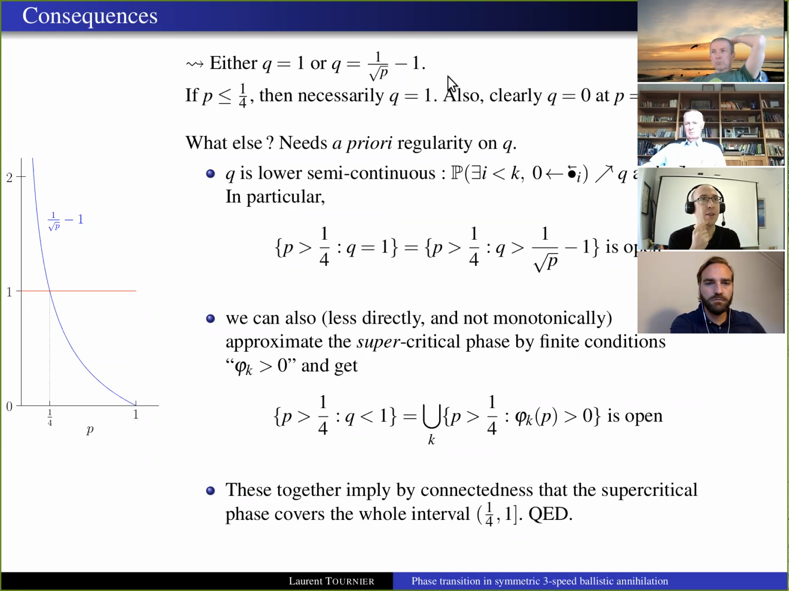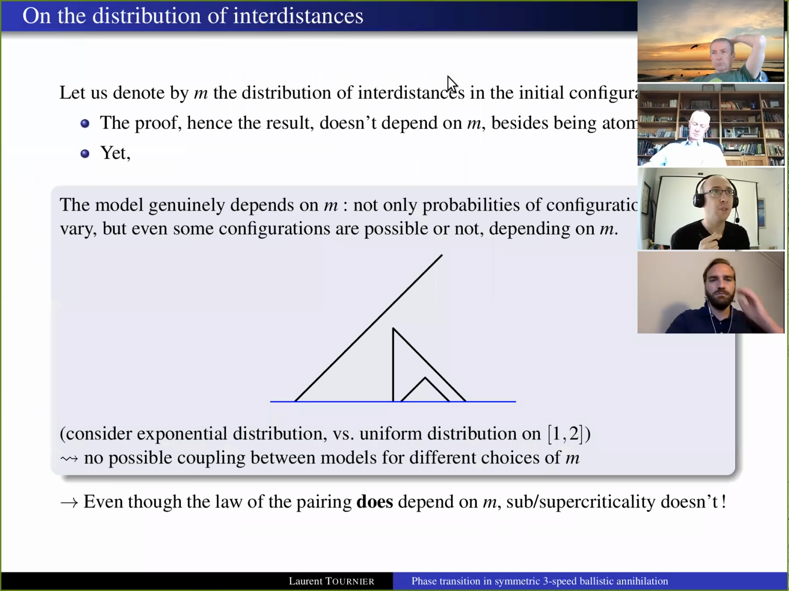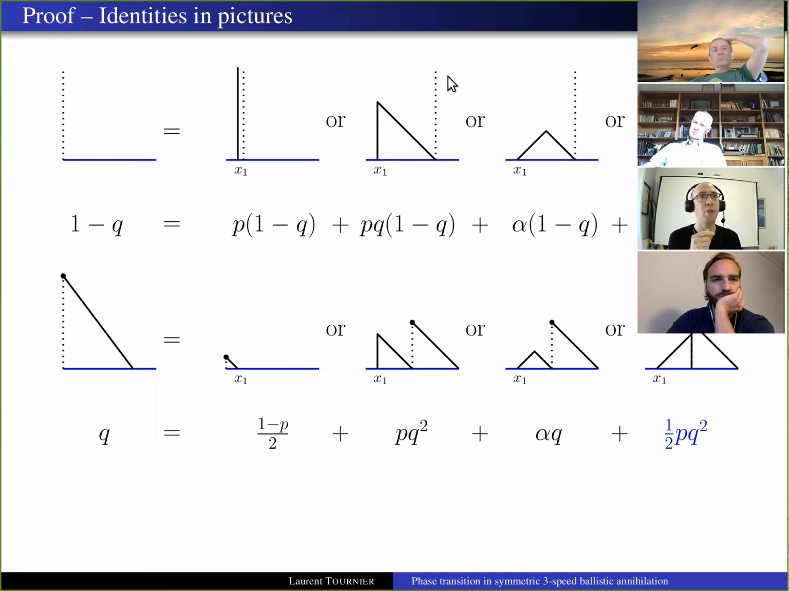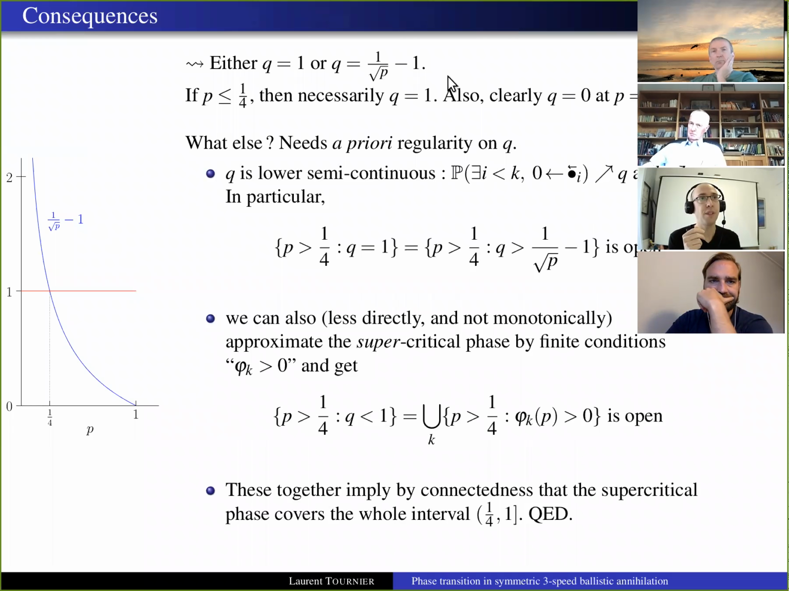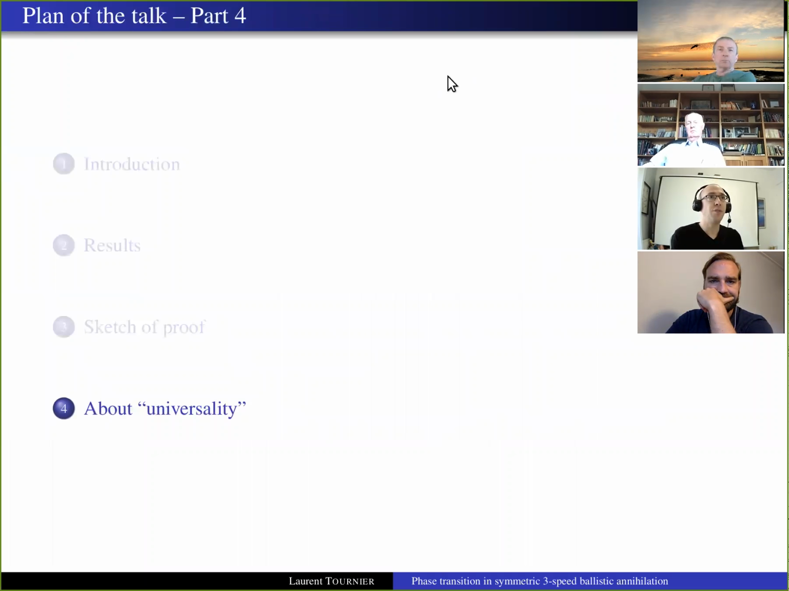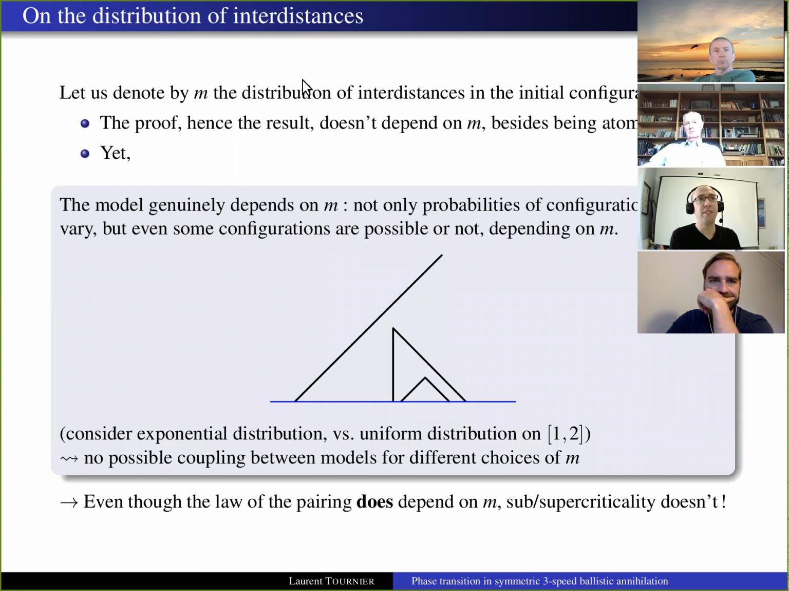All right, and now I'd like to discuss universality. If you look back at what we did here in this proof, we do not use anything about the distribution of interdistances, except that you don't have triple collisions. But as soon as you don't have atoms in the distribution of interdistances, then the proof works the same. So in particular, this value 1/4 is the same for any continuous distribution. And also the value 1 over root p minus 1 is the same.